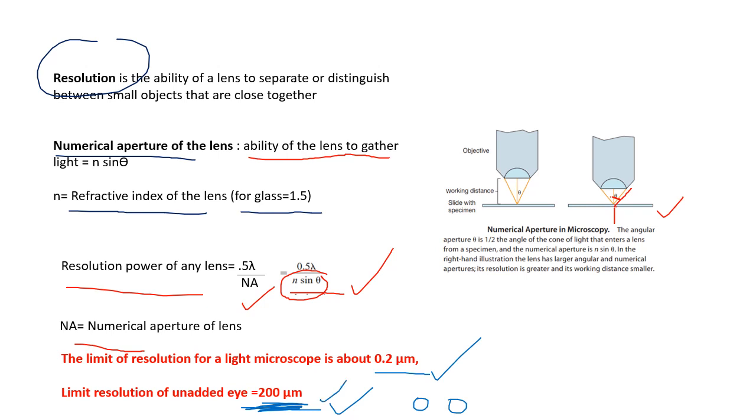This is very important. The resolution limit of the unaided eye is 200 micrometer, and the resolution limit of a light microscope is 0.2 micrometer. I hope you will remember these two points for your exams.